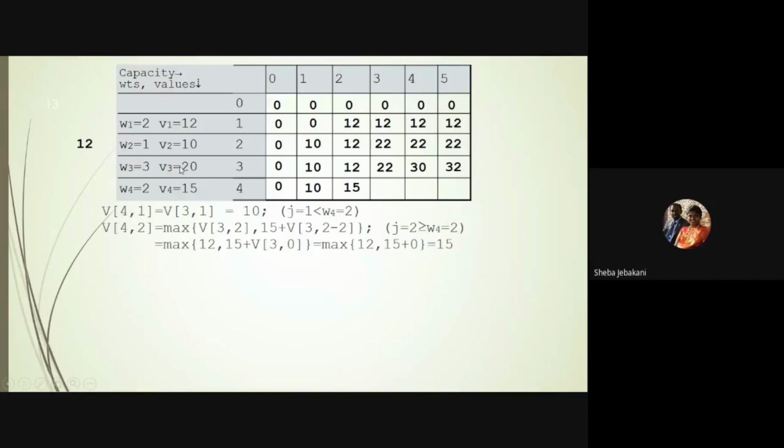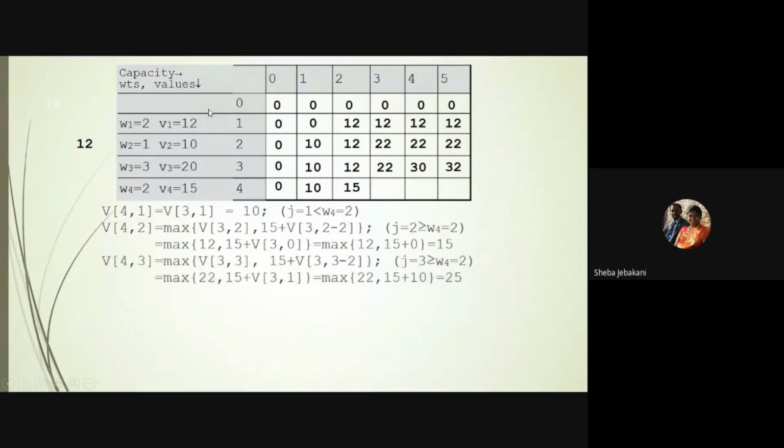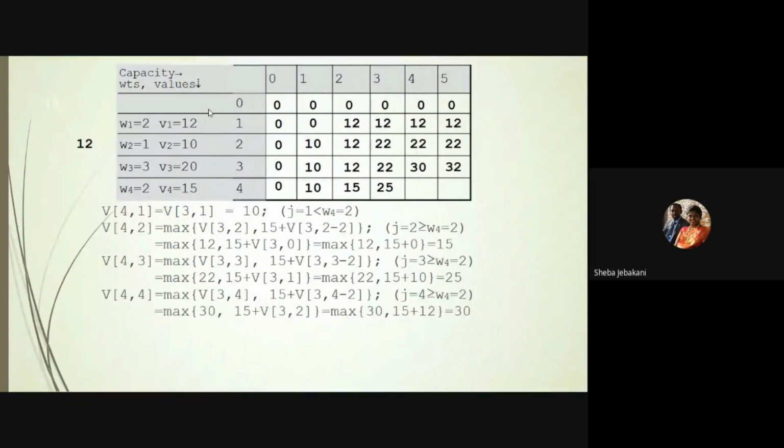Now again I'm going to increase the capacity by 1. So it becomes 3. So among 3, I can either choose this or 2 plus 1, that is 10 plus 15, which is 25, or 22. So between 20, 25 and 22, we find 25 is the maximum value. So that is what we are choosing. Then next we find for 4 comma 4, it will remain as 30 itself.